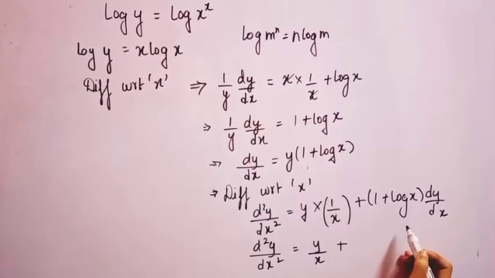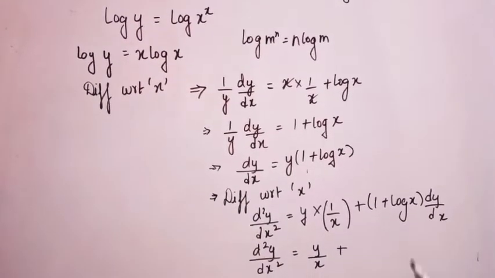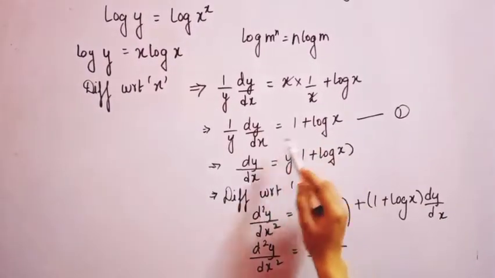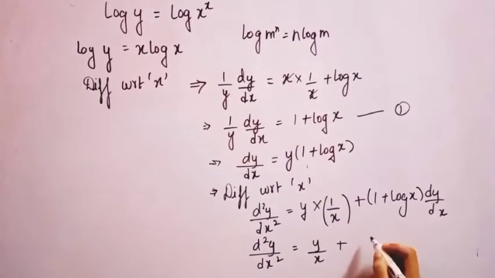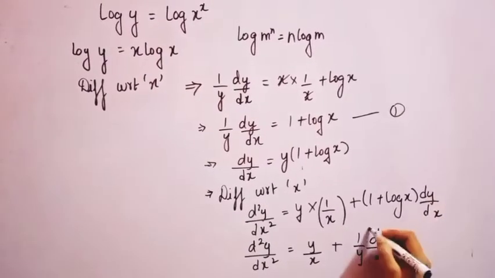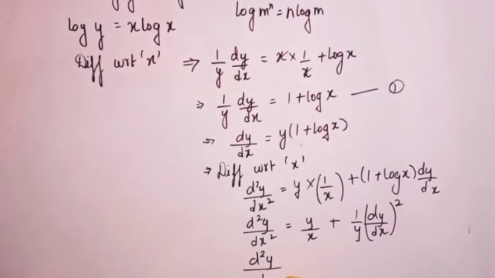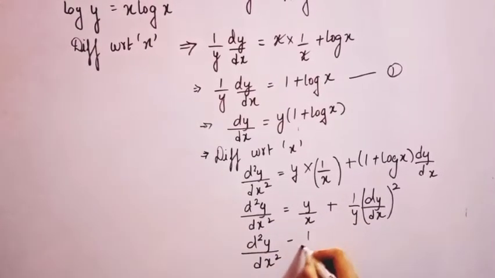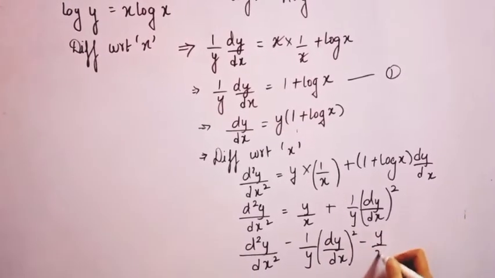Just notice that you don't have any sort of log on the proving part, so you can replace it. Let us see from where to replace. If we notice this equation, mark it as 1. 1 plus log x is equal to 1 by y dy by dx. So I'll be substituting the value of 1 plus log x equal to 1 by y dy by dx into dy by dx. It becomes (dy by dx) whole square. Now d2y by dx square, we'll be taking these two terms on the left hand side. So this becomes d2y by dx square minus 1 by y (dy by dx) whole square minus y by x equals 0.